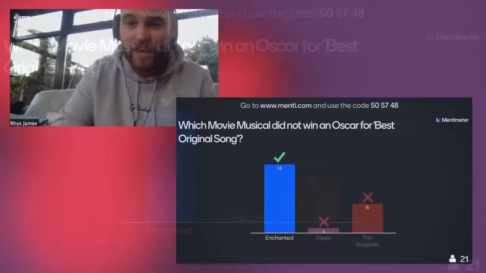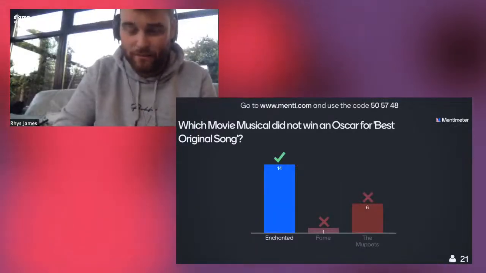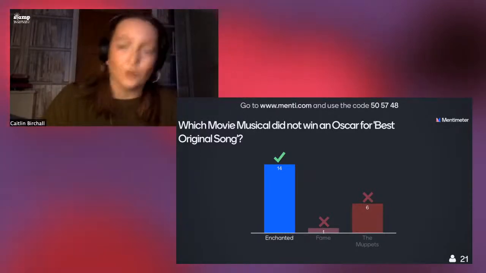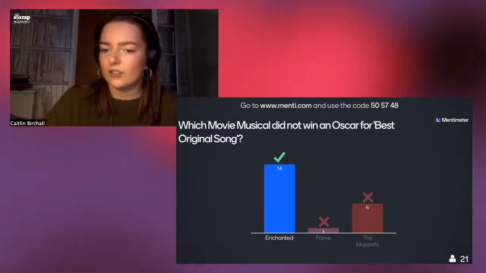Okay, so 14 people going right with Enchanted did not win an Oscar for Best Original Song. Do you know what? Although, I have to say, I don't think I've actually seen Enchanted before. To be fair, I really like Enchanted, and it does have boppy songs, we'll call them boppy songs. I enjoy the songs. Classic musical term there, boppy songs.